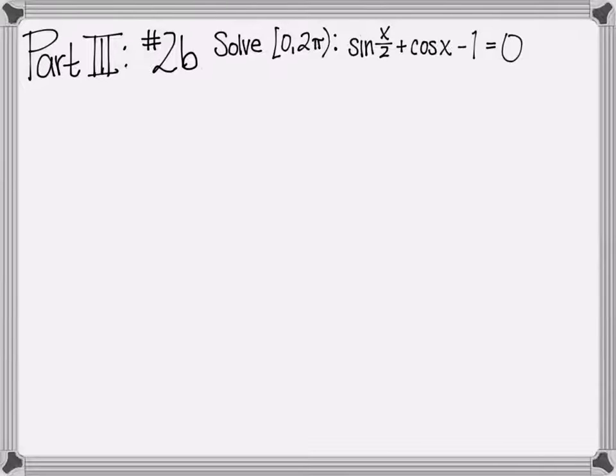Alright guys, here's the video for number 2b on the half angle identity page in our packet. I wrote out the problem: sine x over 2 plus cosine x minus 1 equals 0. And the first thing is that sine x over 2, I want to throw in the half angle identity there, which is plus or minus the square root of (1 minus cosine x) over 2.